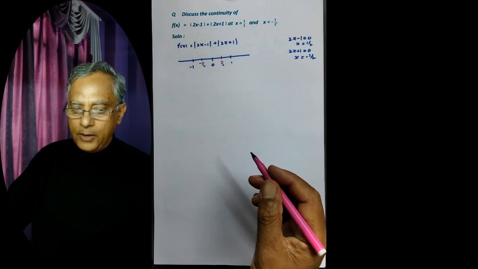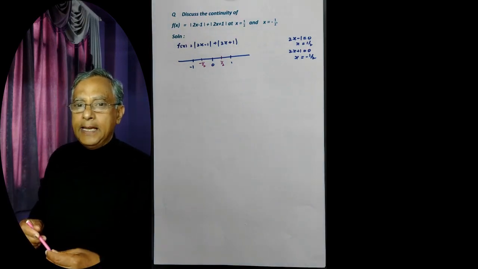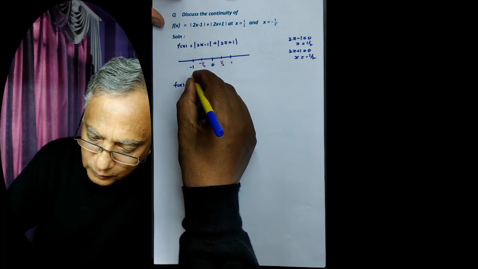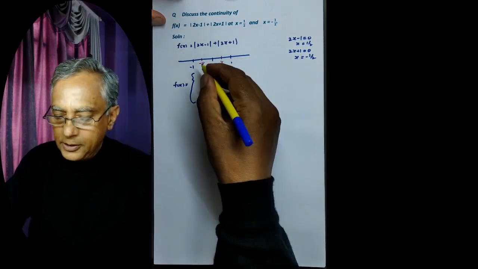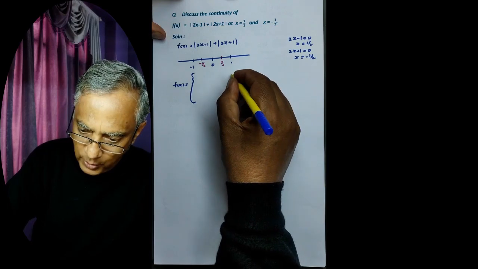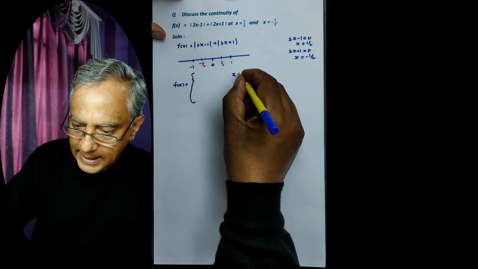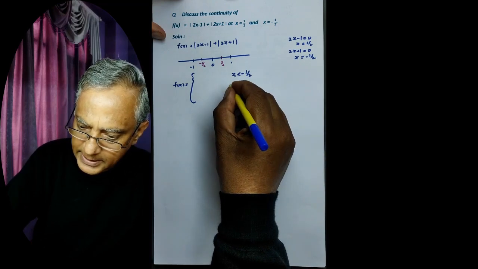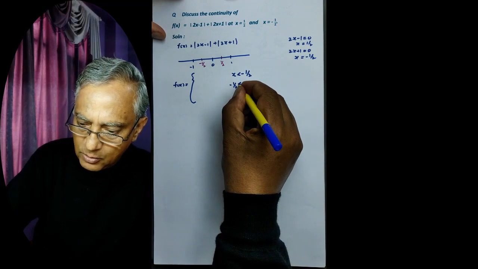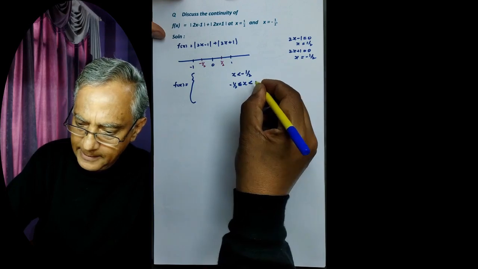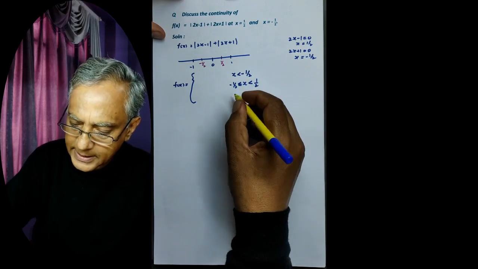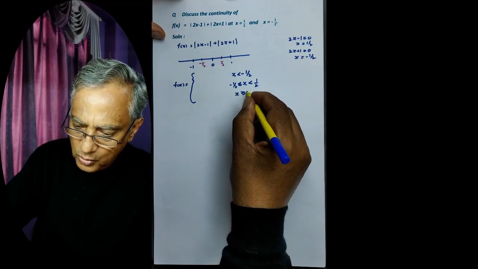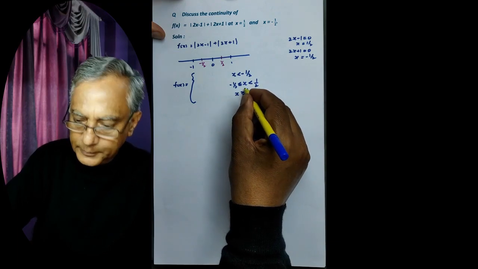So what we do is we write f(x) as f(x) is equal to, break this into 3 parts. First is x is less than minus half. Second is minus half less than or equal to x less than half, and third is x greater than or equal to half.